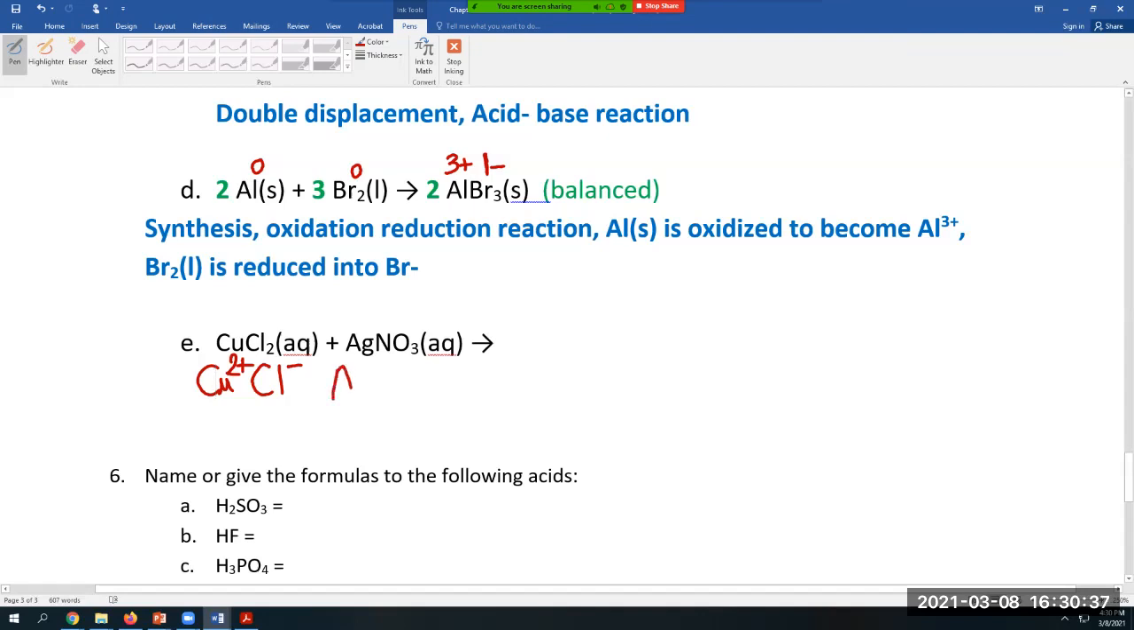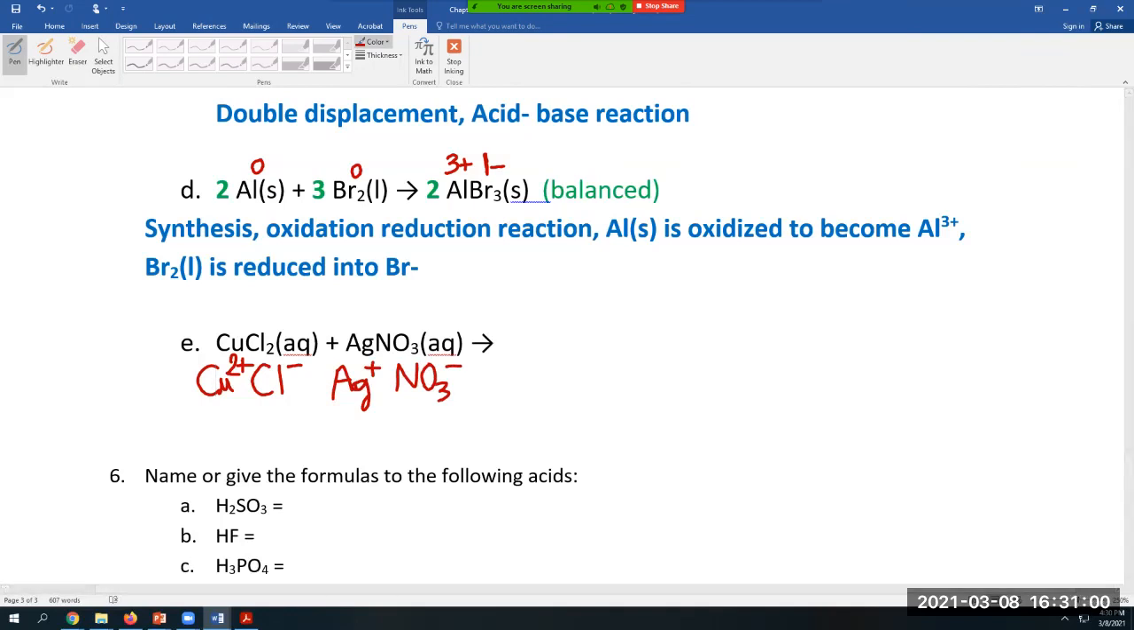In AgNO3, we have Ag, and Ag is a predictable ion. It's a +1. It's a transition metal, but it's an exception. It always makes the +1 ion. And the NO3, by now, hopefully you recognize that's the nitrate, and it carries 1 negative charge. So those are the ions we have.